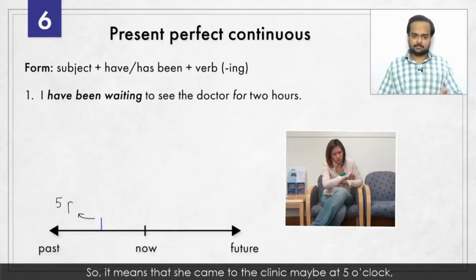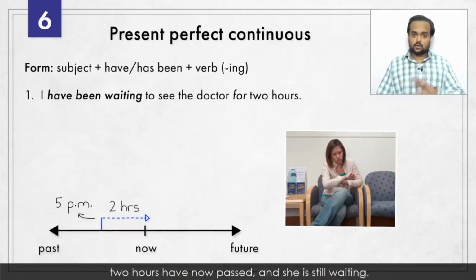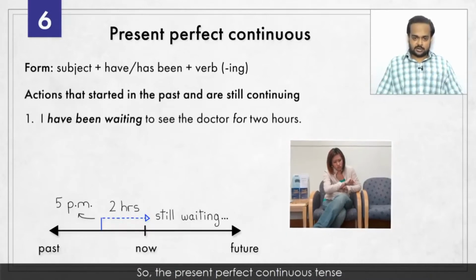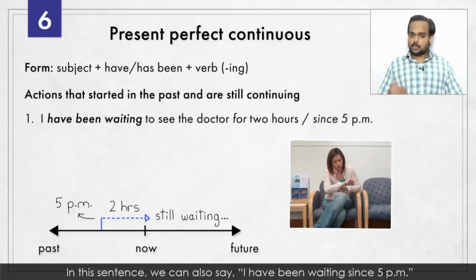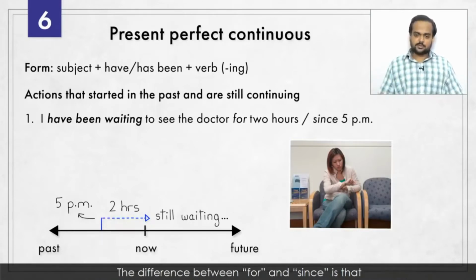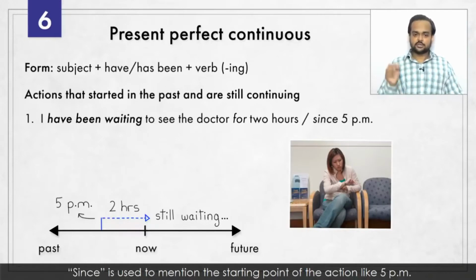So it means that she came to the clinic maybe at 5 o'clock, and now it's 7 o'clock. She started waiting at 5. 2 hours have now passed, and she is still waiting. So the present perfect continuous tense talks about an action that started in the past and is still continuing. In this sentence, we can also say, I have been waiting since 5 p.m. The difference between for and since is that for talks about the amount of time, like 2 hours. Since is used to mention the starting point of the action, like 5 p.m.